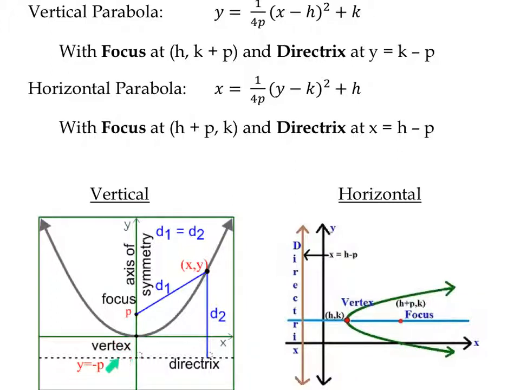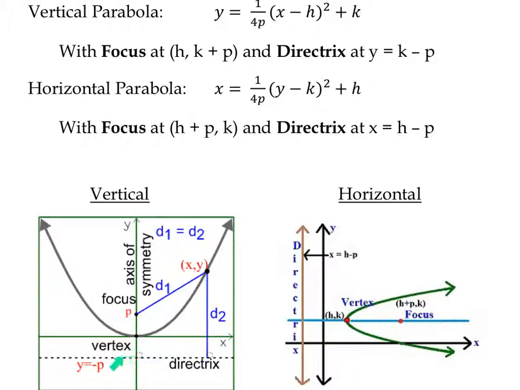And the directrix would be the line y equals negative p. Okay, right? So we see down here, the directrix is this line that's the same distance away from the vertex as the focus. If this is a distance of 3 here, then this is a distance of 3 right here.